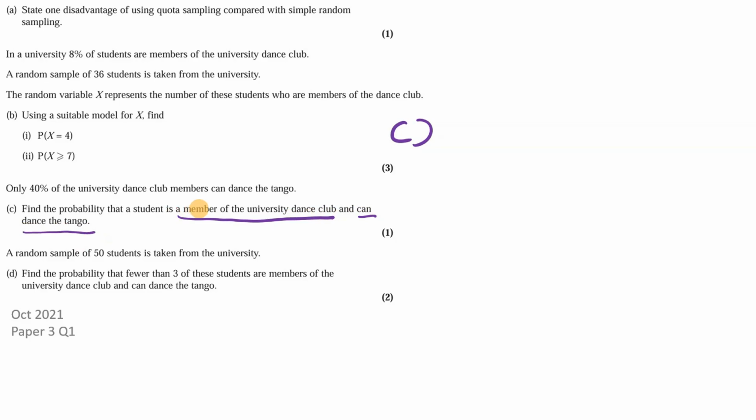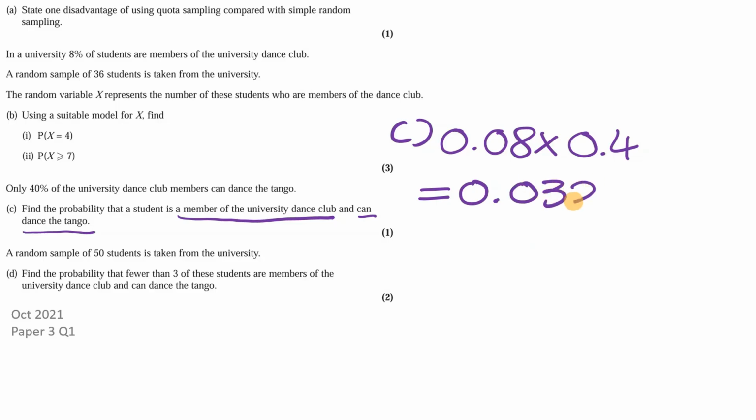Okay, so the probability that they are a member of the university dance club is 8% or 0.08, and this is multiplied by the probability that they can dance a tango, which if they are part of the university dance club, is 40% or 0.4. Okay, and if you put this into your calculator, this is 0.032. So this is the probability that a student is a member of the university dance club and they can dance a tango.